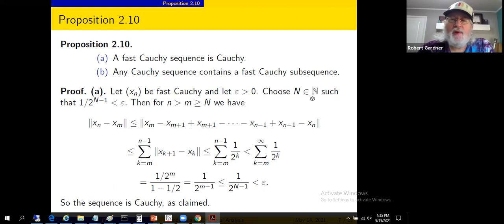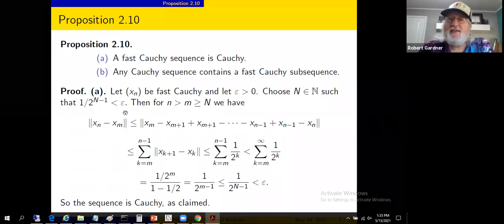Choose capital N, a natural number, such that 1 divided by 2 to the capital N minus 1 is less than epsilon. Hey, 1/2 raised to powers can be made arbitrarily small and positive. So it can be made less than epsilon for any given epsilon. So choose capital N such that 1/2 to the capital N minus 1 power is that small, less than a given epsilon. For n and m greater than or equal to capital N, we have the following. The norm of x sub n minus x sub m, notice we've assumed n is greater than m. In this case, one of them's bigger without loss of generality. Suppose it's n.